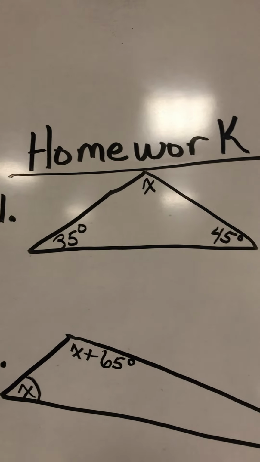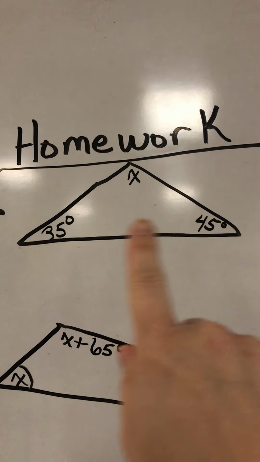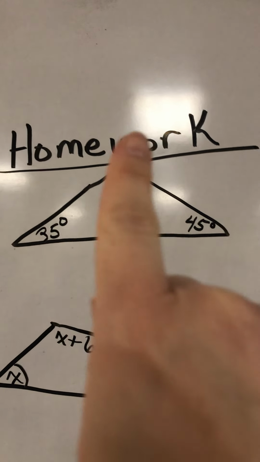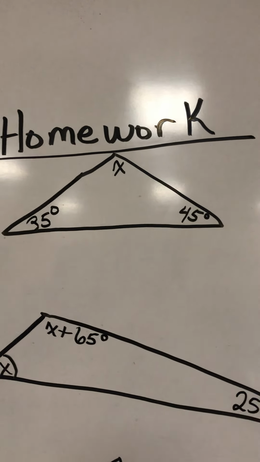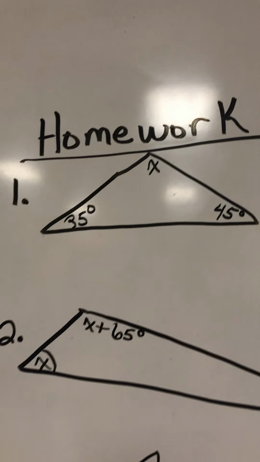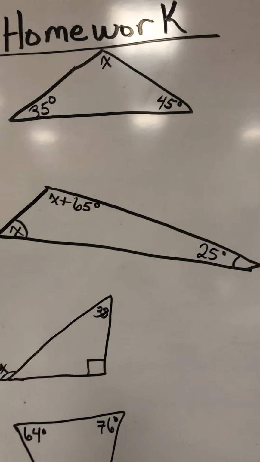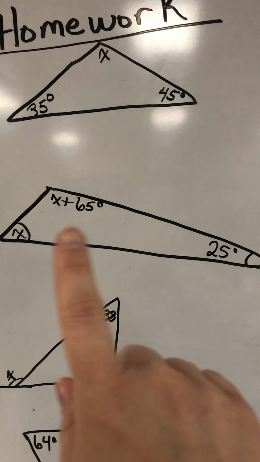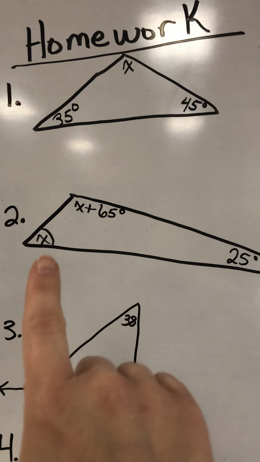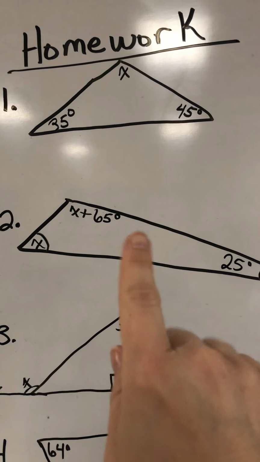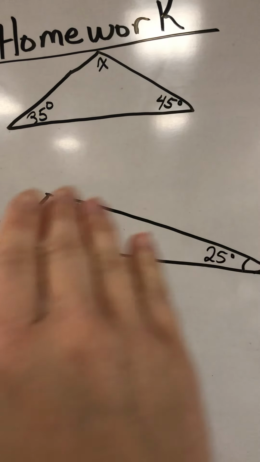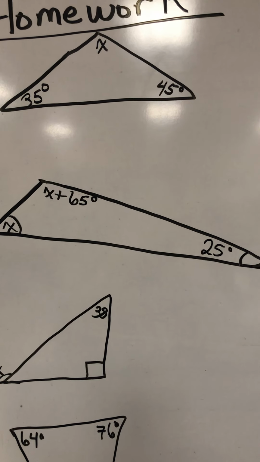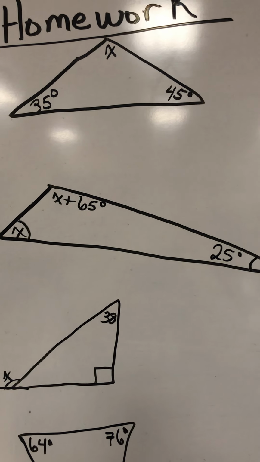Problem number 1. You have your interior angles of 35 and 45, and you're solving for that x angle. Remember, you're going to add all those up and set them equal to 180. That's the first problem. The second problem, you have another triangle here. We have interior angles 25x and x plus 65. So you're going to add all of those up and set them equal to 180. Don't forget that you can combine like terms. This is like the second example that I did.